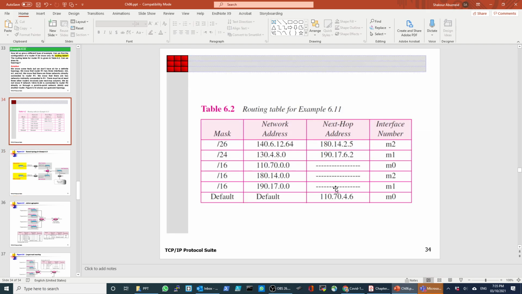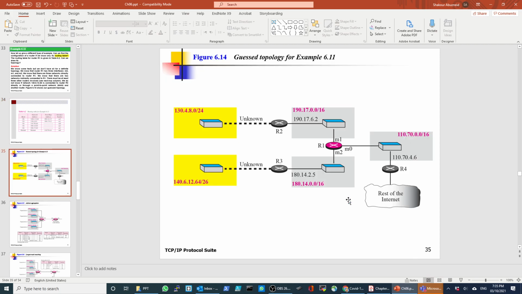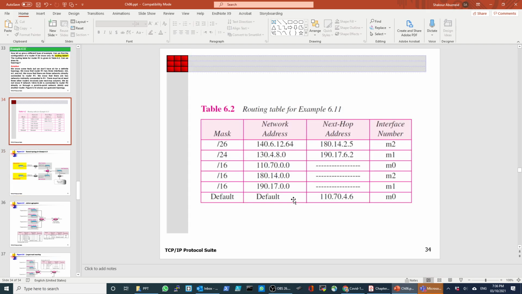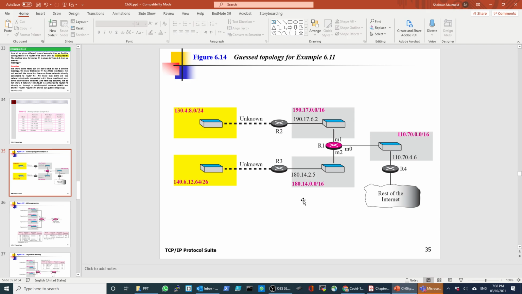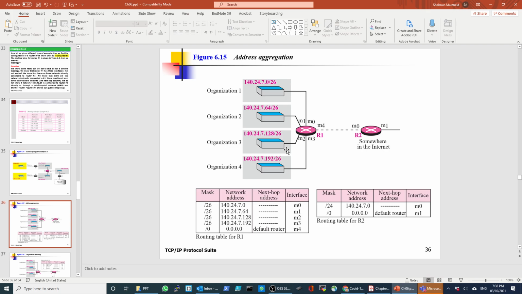All right. Okay, in here, it tells you the next hop for the default is 110.74.6. That means it's in here, 110.74.6. So I could go from this to this, or I could go from the table to the diagram. All right? If you truly understand how the system is built, it's a piece of cake to go from one direction to another. You agree? All right. So, all right.